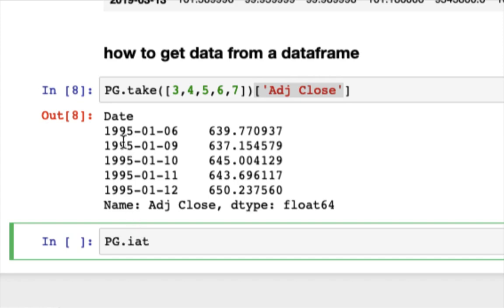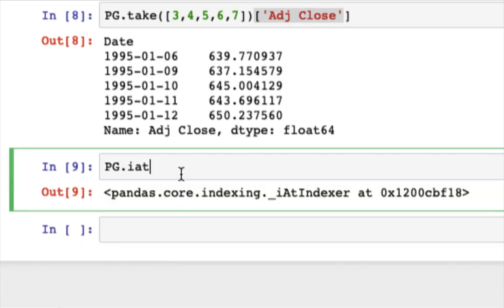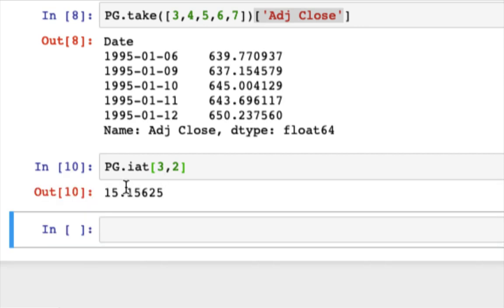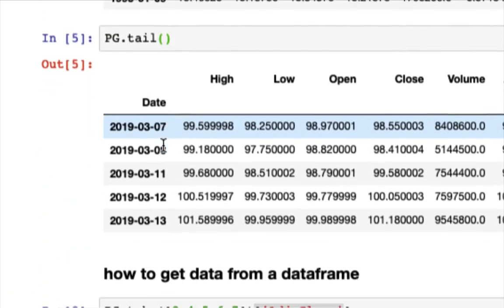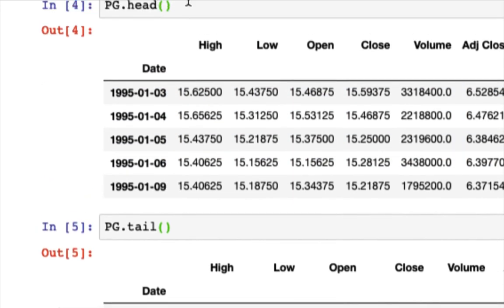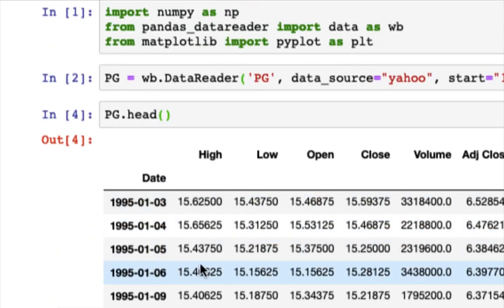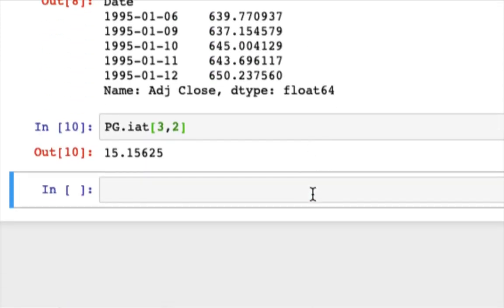IAT. Pay attention because the take is a method, so it requires round parentheses. The IAT is an attribute. So alone it doesn't do anything, but if you specify, for example, 3, 2, what is it? This is row number 3 and column number 2, which is Pythonic, so it's the fourth row and the third column. And it gives a plain number. So it's the fourth day. Where is the head here? 1, 2, 3, 4. And column 2, so 0, 1, 2: 15.156.25.